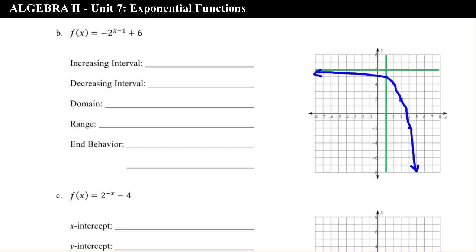So my drawing's a little rough, but it does get the point across. So our increasing interval, well, this whole thing is decreasing, so therefore there's no increasing interval. And since it's decreasing everywhere, we put negative infinity to positive infinity.